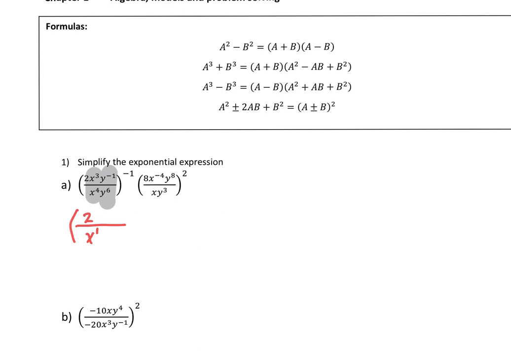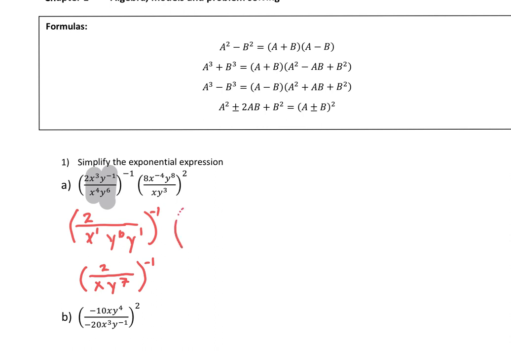Then here, if you want to bring the negative down, you can. So that'd be y to the 6th, y to the 1st. But then you can bring the y's together. We have 2 over x, y to the 7th, all to the negative first power. So the only thing we did there was simplify inside the parentheses.